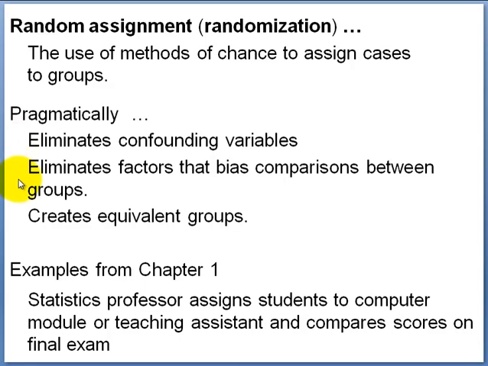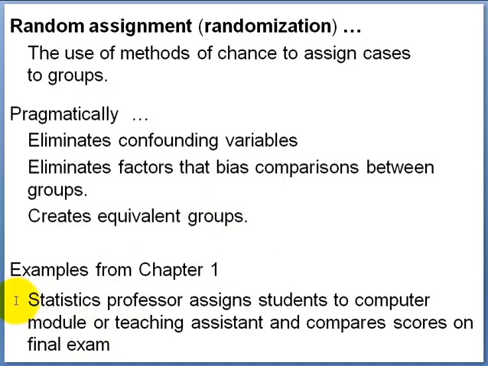Another way to think about random assignment is that it eliminates factors that bias comparisons between groups. Factors that bias comparisons between groups are really the same thing as confounding variables. And, in a pragmatic sense, random assignment is creating equivalent groups. That is to say, as the study begins, the groups are very, very similar. So, Chapter 1 presented a brief example on randomization.